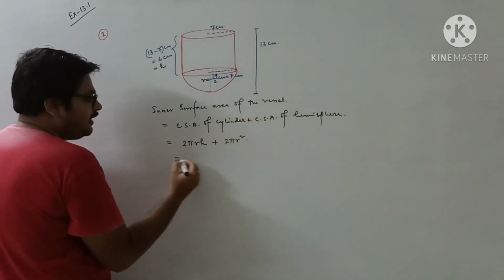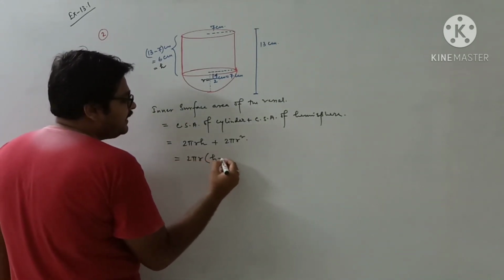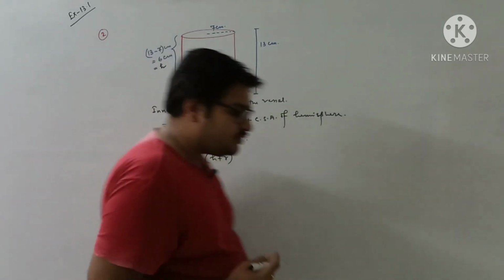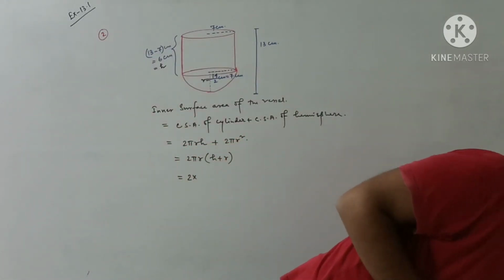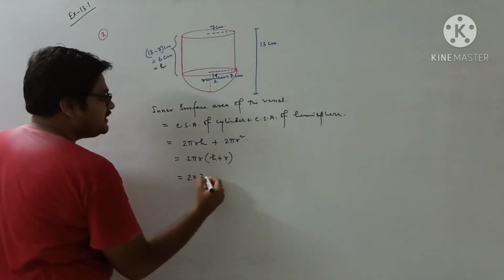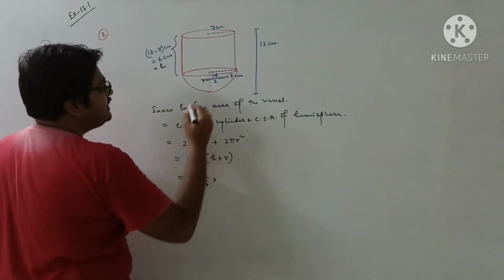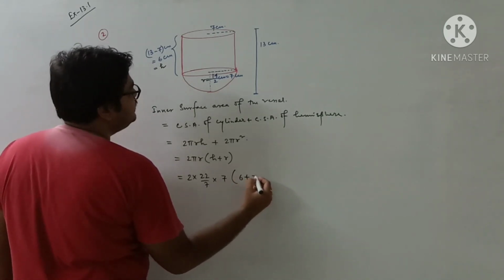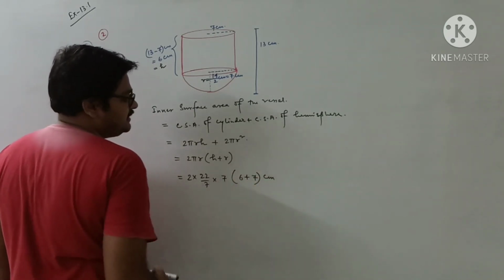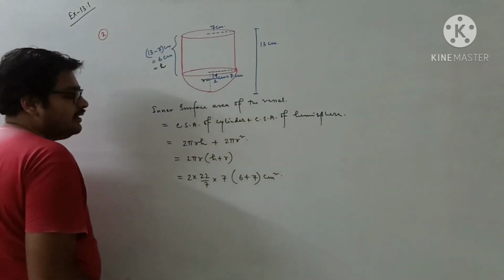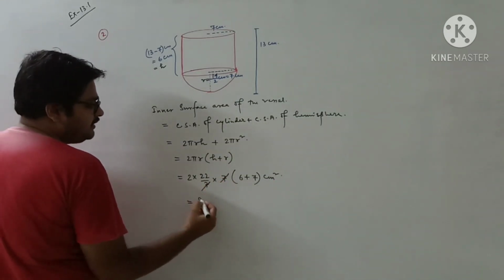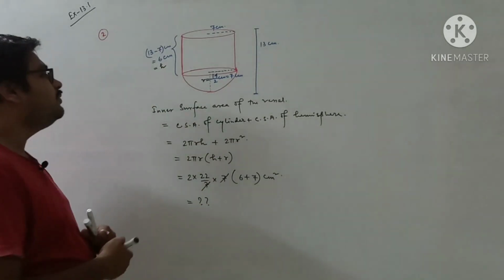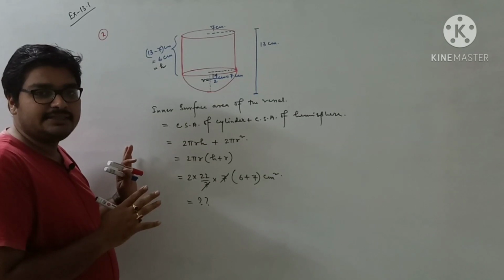So now you can put the value. For that we can take common 2 pi r. The value of pi, if it is not given, we will put 22 by 7. It's not given, so put 22 by 7. Calculation part you will do yourself. I will put the values: 7, h means 6 and r means 7. This much centimeter square. I think you can do that calculation yourself to complete the sum. Okay? So now we move to the next sum.